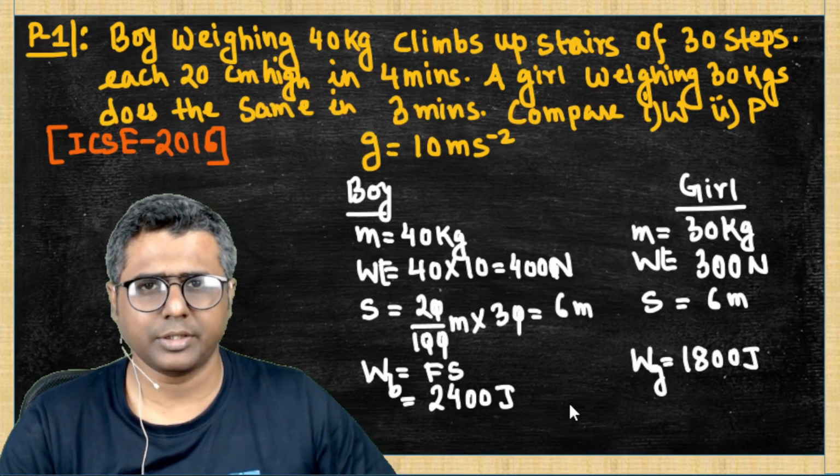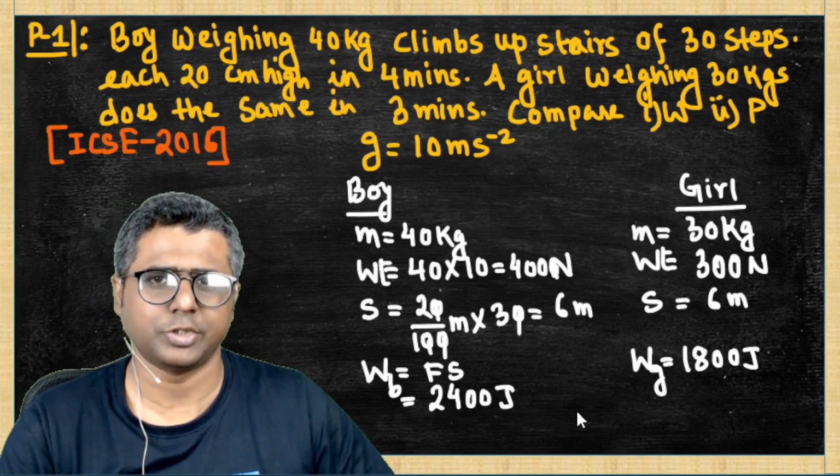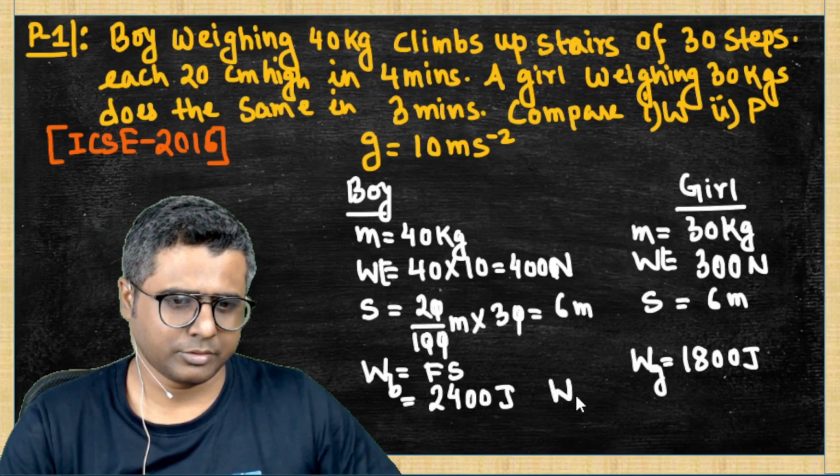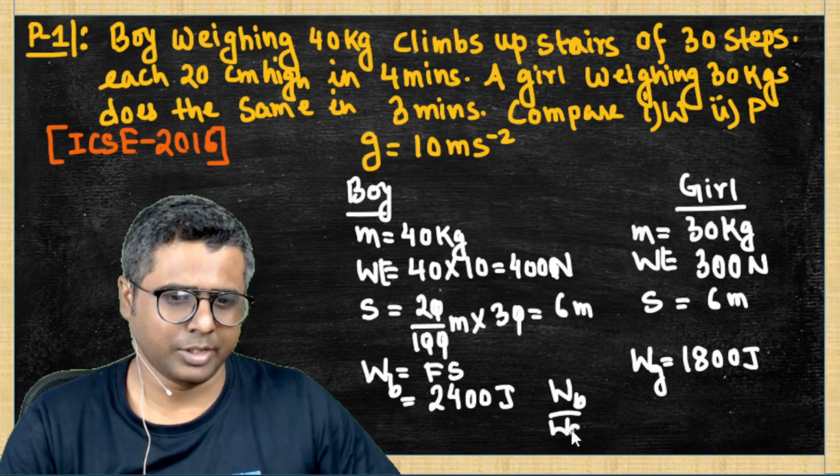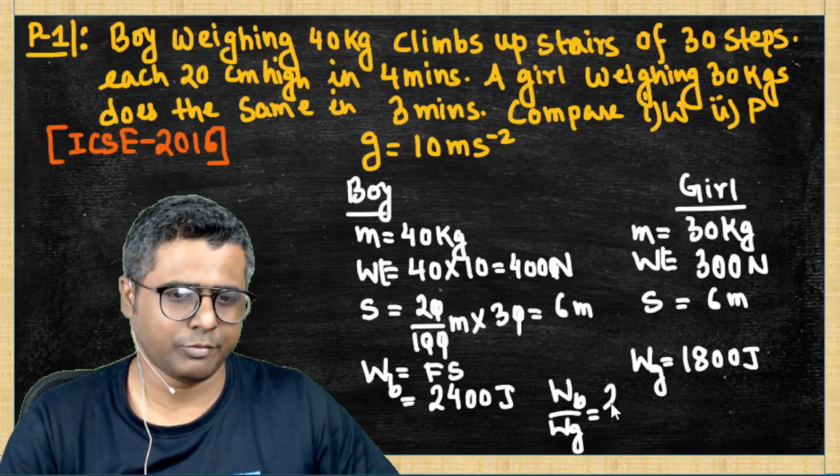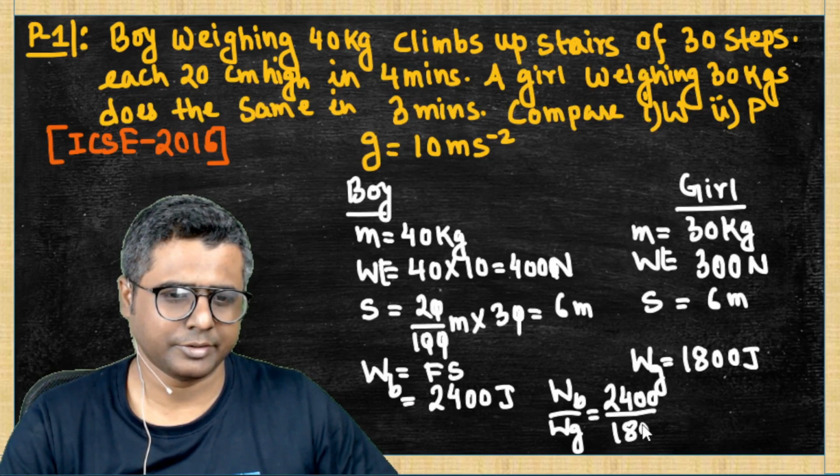So if you want to compare, means basically you have to calculate the ratio. So W boy by W girl will come out to be 2400 divided by 1800.